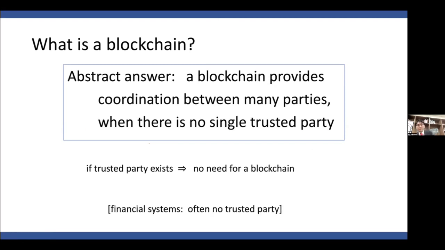And for financial systems, sometimes we want no trusted parties around. So that's why sometimes blockchain really fits well for financial systems. And that's probably the reason that Bitcoin was the very first blockchain application, cryptocurrency.